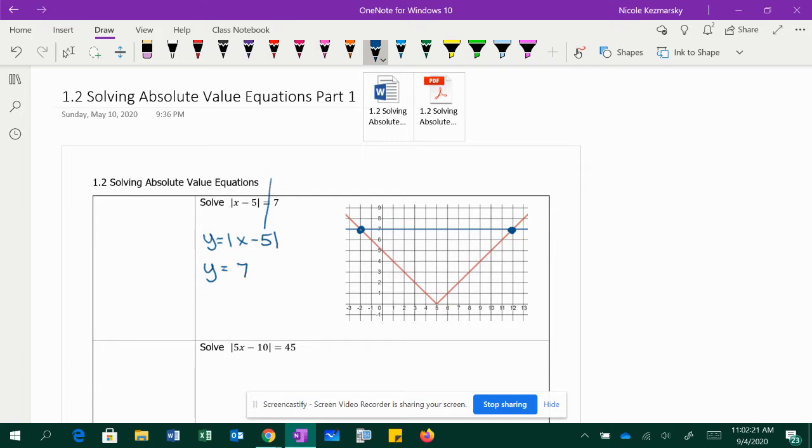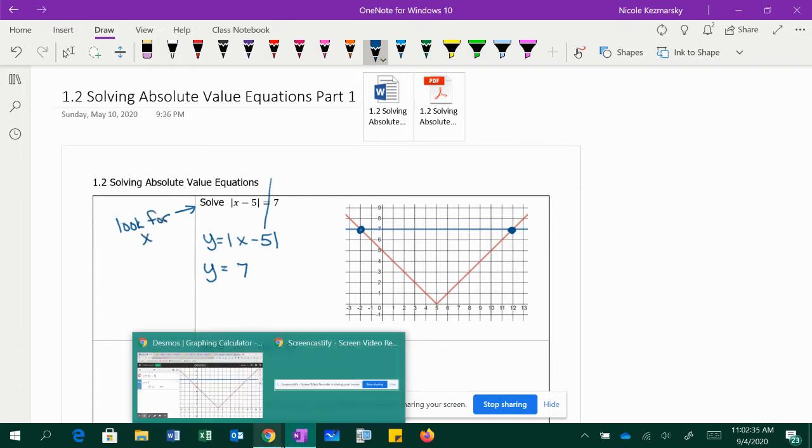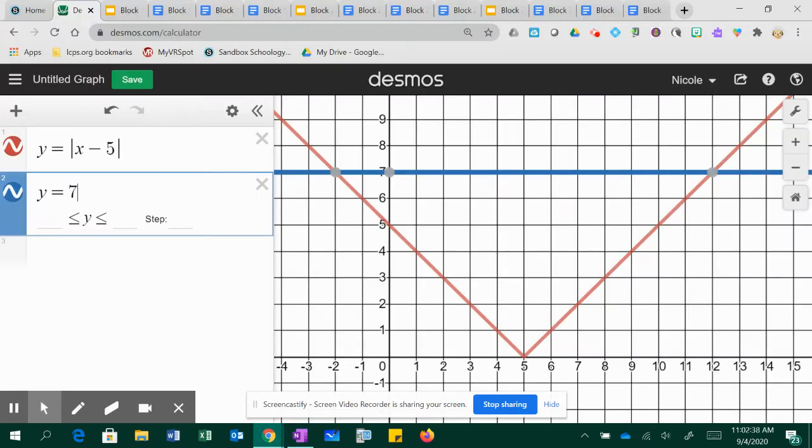Now, when we solve an equation, notice the original equation didn't have y's in it. It only had x in it. So when you're solving, you're looking for the x value. So solve is look for x. And Desmos can make this pretty easy for you.